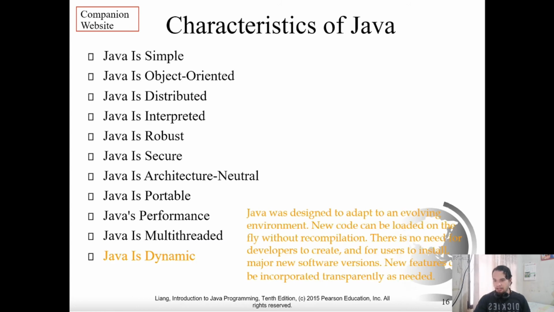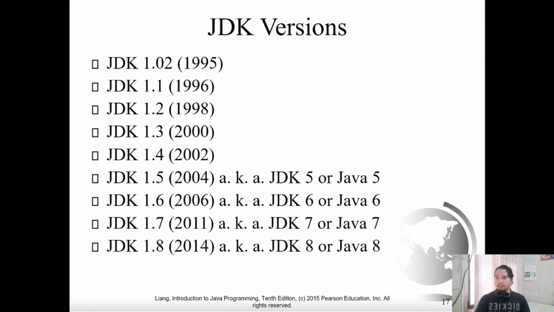So Java is dynamic. Okay, it was designed to adapt to an evolving environment. So new code can be loaded on the fly without recompilation. Okay, so there is no need for developers to create and for users to install major new software versions. So new features can be incorporated transparently as needed. Okay, this is very much applicable or true sa mga web-based nga mga Java applications. Okay. So these are the different characteristics of Java.